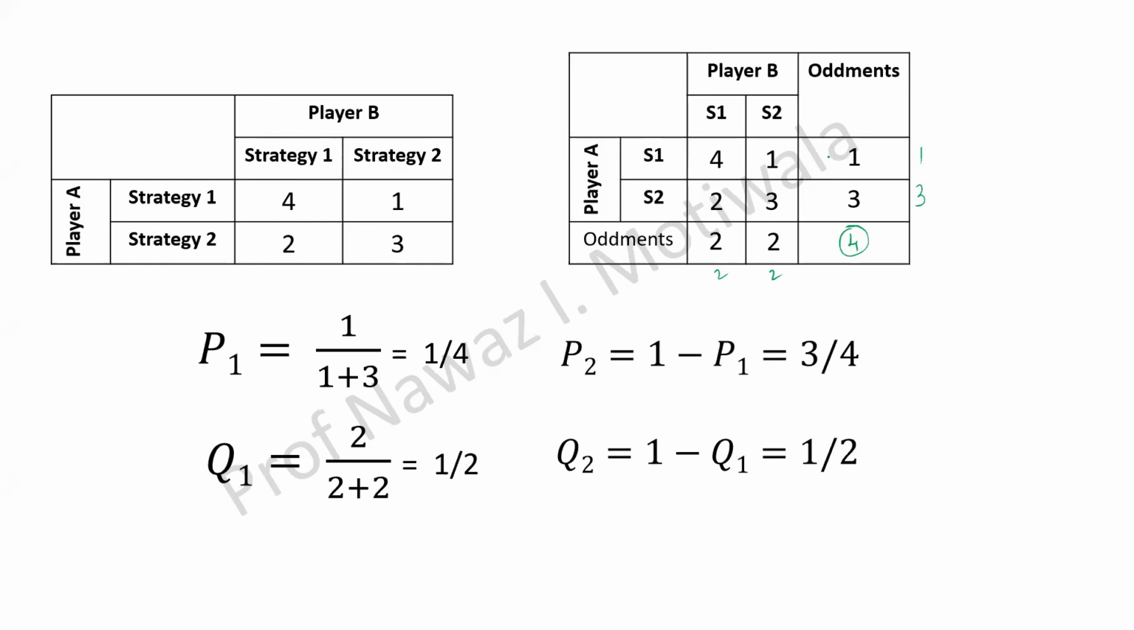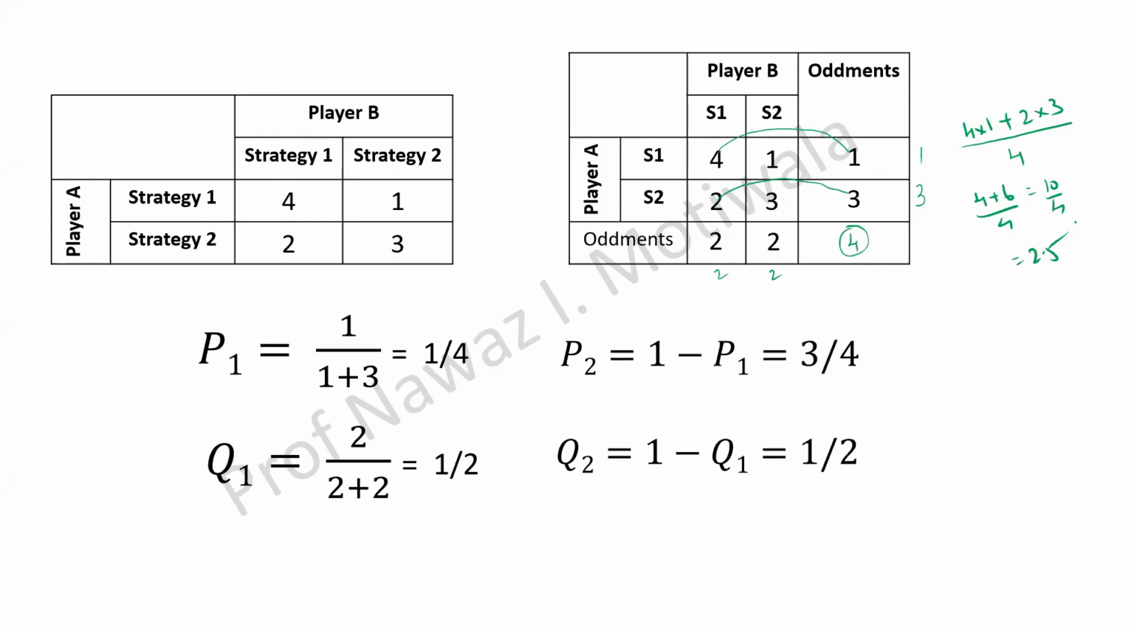And what about the value of the game? Can you tell me that? It's very simple. Take any one of the formulas. Let us say I am taking this one, 4 into 1 plus 2 into 3, divided by the total number of oddments, that is 4. So 4 into 1 is 4 plus 6, divided by 4. So it will be 10/4, which is equal to 2.5. Correct?